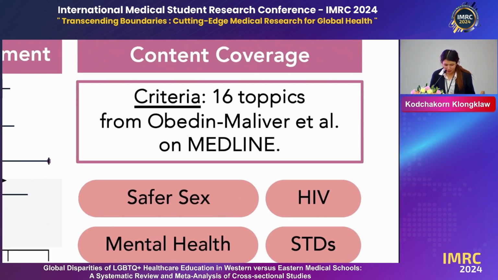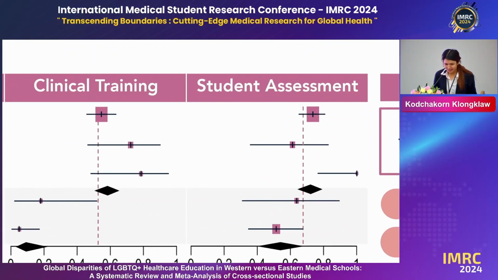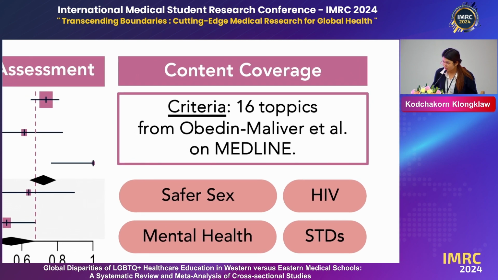And to dig down, we conduct content coverage, and I have something exactly like this for 16 plots. I think it will be too much, so I'm here to summarize it for you, that there are drastic differences. And for the 4 main topics, the Eastern region is still lacking and behind in terms of safer sex, HIV, mental health, and STDs.